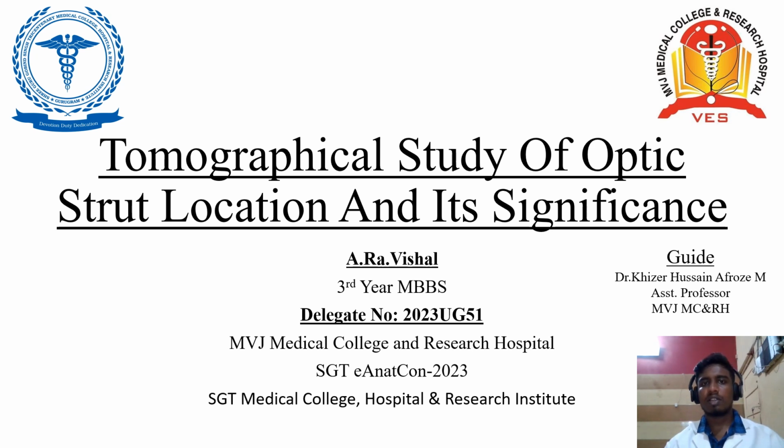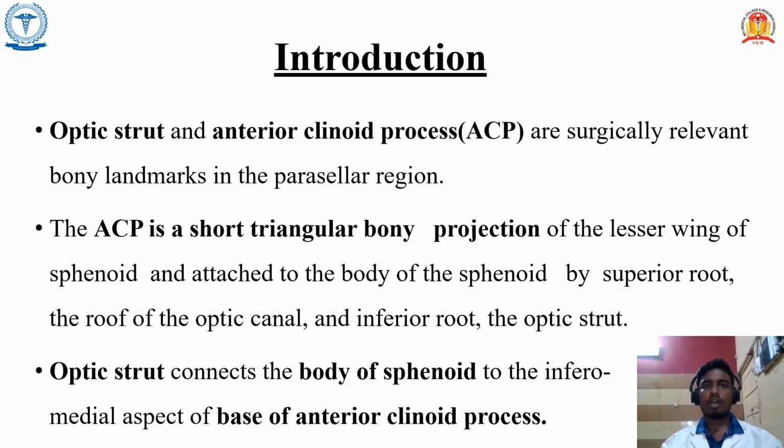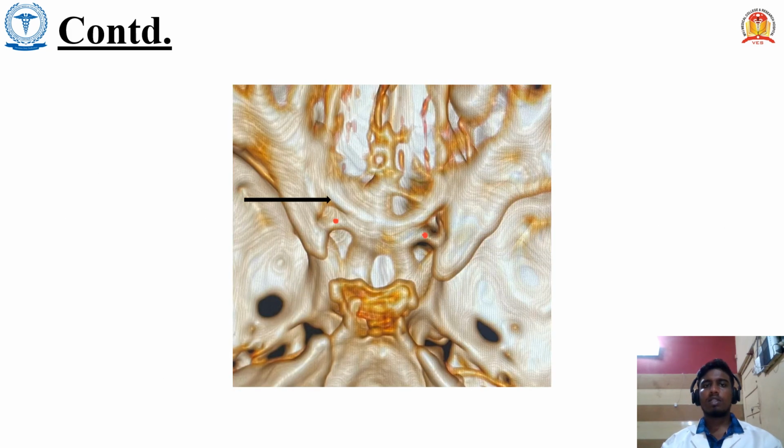Today I am going to be presenting on tomographical study of optic strut location and significance. Introduction. The optic strut connects the body of the sphenoid to the inferior medial aspect of the base of the anterior clinoid process. This is the anterior margin of the optic canal. This is the optic strut.